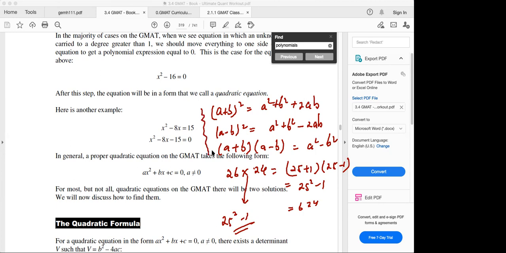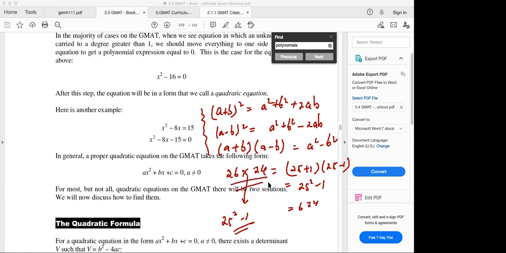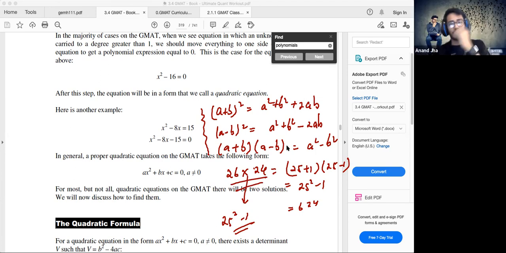And what did you do here? 26 into 24. See, multiplication, so 25 plus 1 into 25 minus 1. So this is a plus b into a minus b, so a square minus b square. So 625 minus 1, 624. And make sure you remember 1 to 20 squares. I'll say to everyone, 1 to 20 squares is a must. You should know 1 to 20 squares.